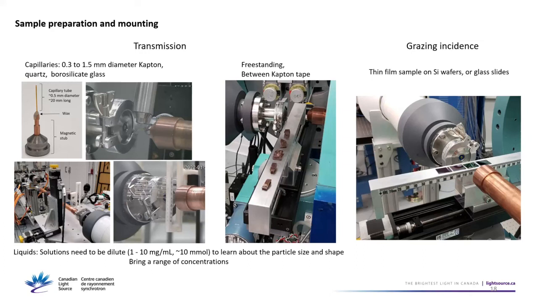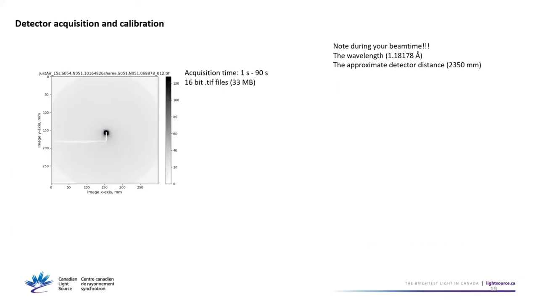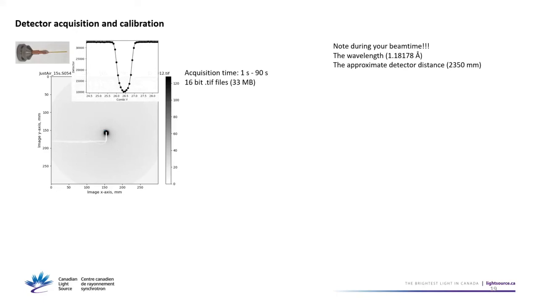Actually, it's good to bring a range of concentrations, and I'll talk about why in a bit, but that's what the sample prep looks like. And then the acquisition is pretty straightforward. Usually we just take our sample and we scan it through the beam. This is the output of the photodiode at the back of the SAXS tube. So we scan it through. This little dip is how we know that the sample's actually in the beam. And we just move it to that spot and we collect an image.